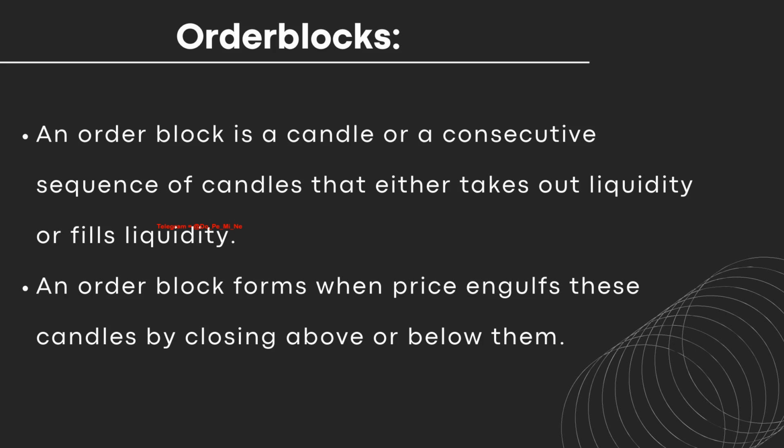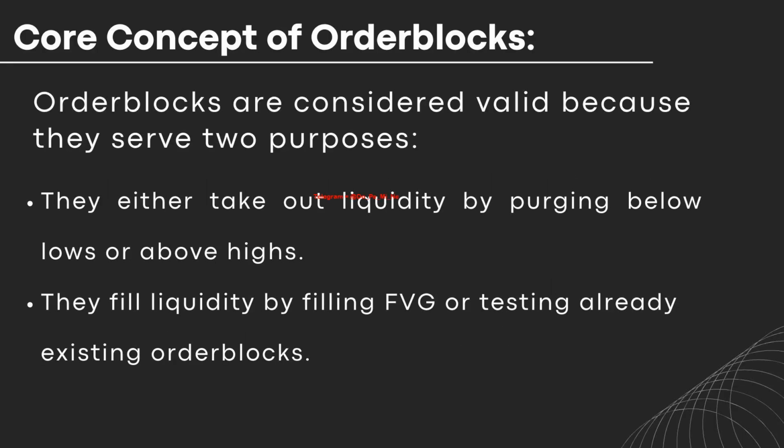Now, when such candles get engulfed and price closes above or below them, an order block forms. Meaning that candle, or that sequence of multiple candles, turns into an order block when price closes below or above it. This is exactly how you can identify and define an order block in the most refined and objective manner. If you just stick to this definition, you're going to change your whole perspective on order blocks, and you would start looking at them with a refined and objective perspective based on proper logic. Now, let's move on to the next slide and discuss the core concept of order blocks.